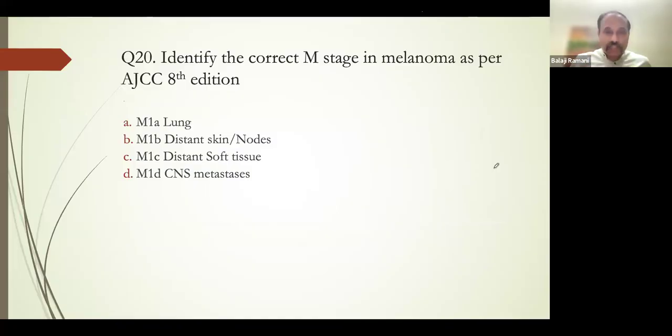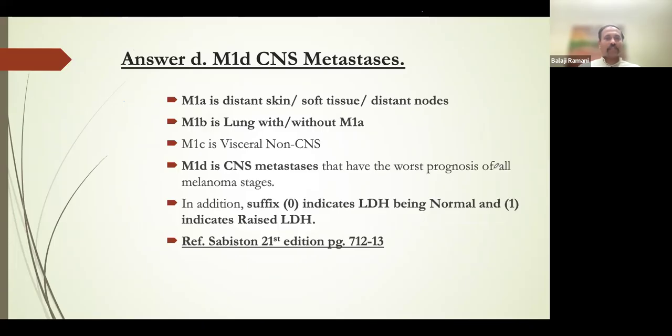So, the correct M stage in a melanoma. Now there are a few cancers for which you have the subclassification as M1A, B, C, etc. Melanoma is one such type. The one with the most favorable subtype is distant skin, soft tissue, and distant nodes. Local nodes will of course come under your N category. So distant skin, distant soft tissue, and distant nodes come under M1A.